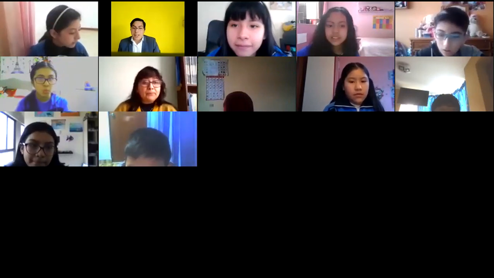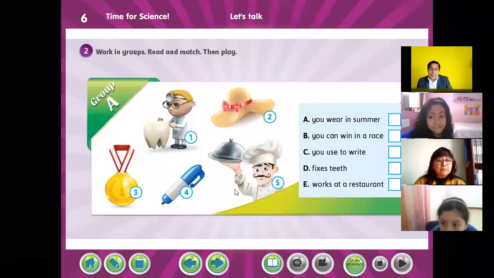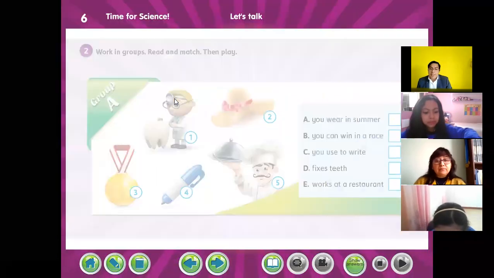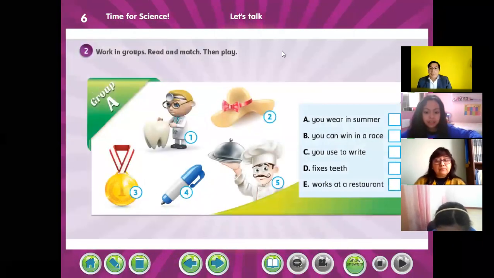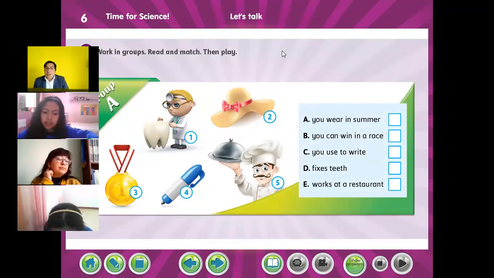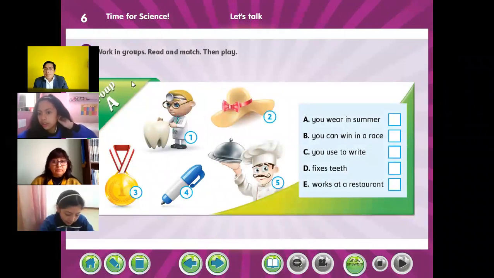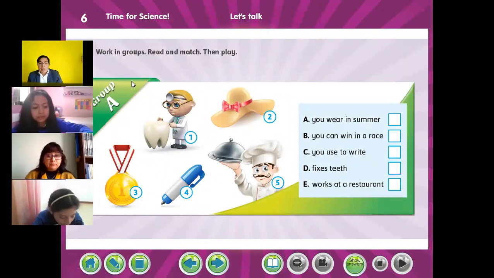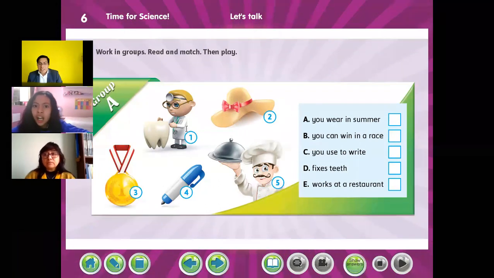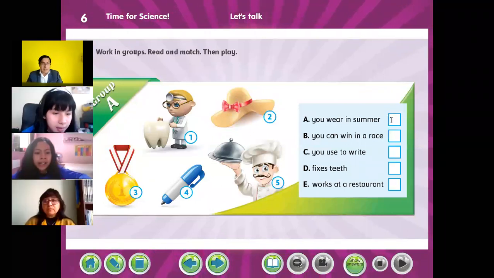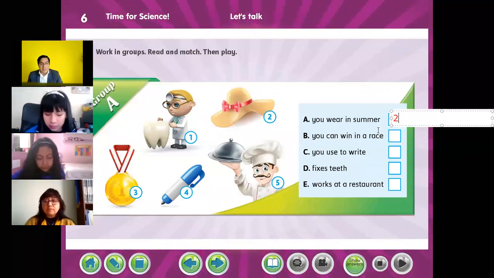Let's go to the book, okay? Let's go to the book, please. Open your books, 64. Let's complete this, okay? Very fast. It is something you wear in summer. What number? A hat. Yes, number two. The hat. Very good.